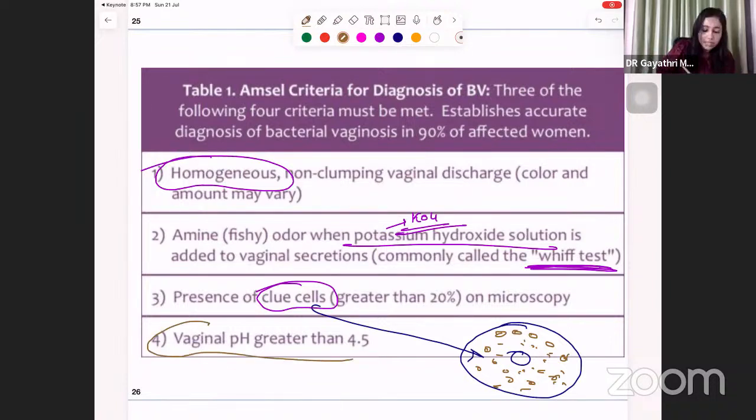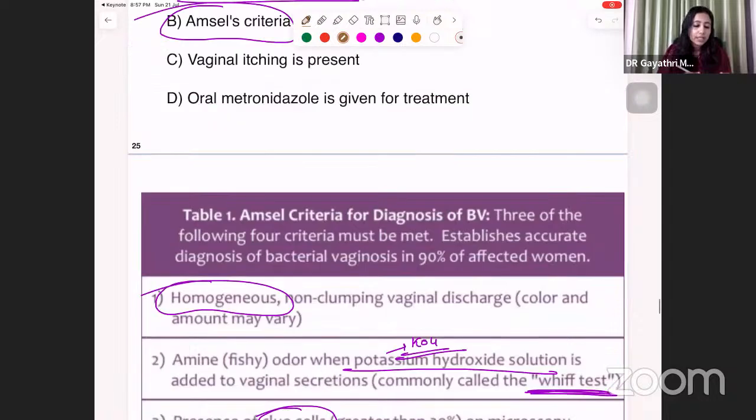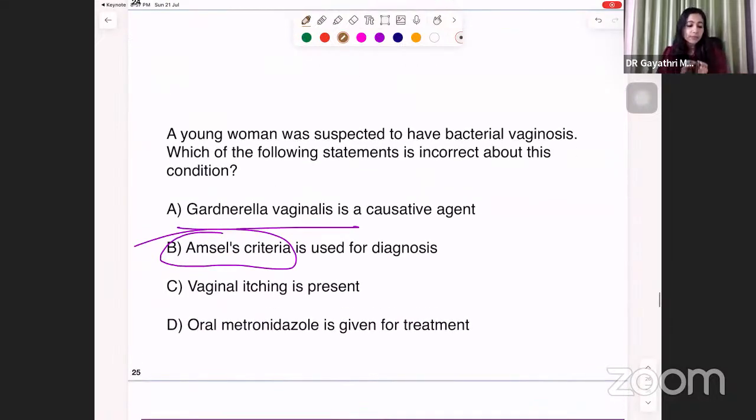Finally, you see that the vaginal pH is more than 4.5. Vaginal infections such as trichomonas infection and bacterial vaginosis make the vaginal pH alkaline. It becomes more than 4.5. Whereas in case of candidal infection, you see that the vaginal pH is acidic. The pH is less than 4.5 in case of candidal infection. Here it is more than 4.5.